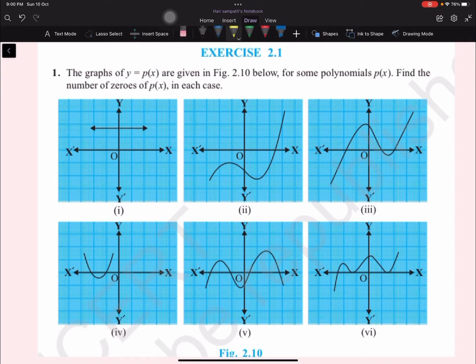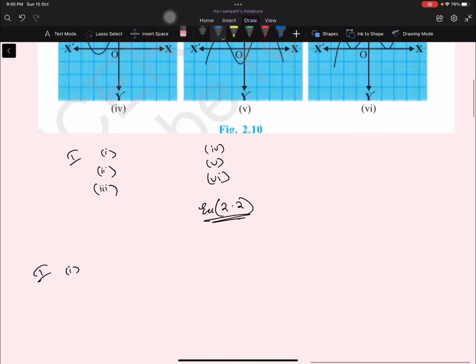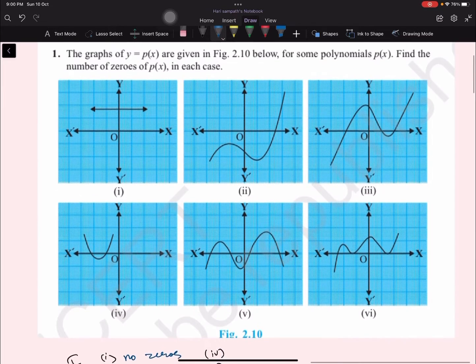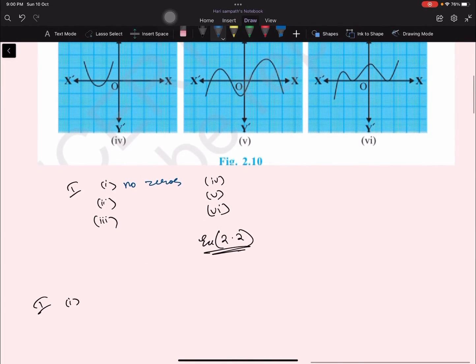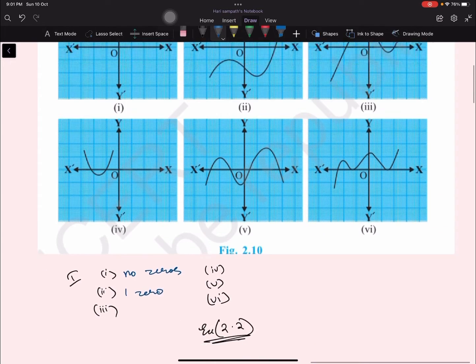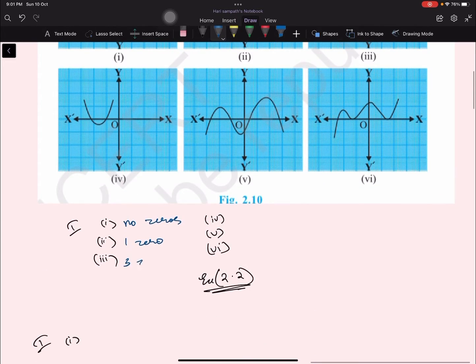It's very easy. Since this does not touch the x-axis anywhere, it has no zeros. Let's note that down. No zeros. In the second one, it touches the x-axis only once. So 1 zero. In the third one, it touches the x-axis thrice. So 3 zeros. Fourth one 2 times. It's a very easy exercise. The smallest one I've ever seen and the easiest one also.